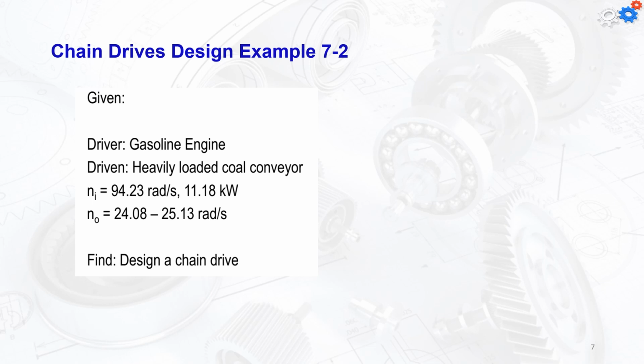In this week's tutorial, we are going to cover 3 examples. For the first one, we have been given the following parameters. First, the driver is going to be a gasoline engine. The driven is a heavily loaded coal conveyor. The input value is going to be 94.23 radians per second with a power of 11.18 kilowatts. On the exit side, the speed, or omega, is going to be 24.08 up to 25.13 radians per second as the limits. We need to find the design of the chain drive.